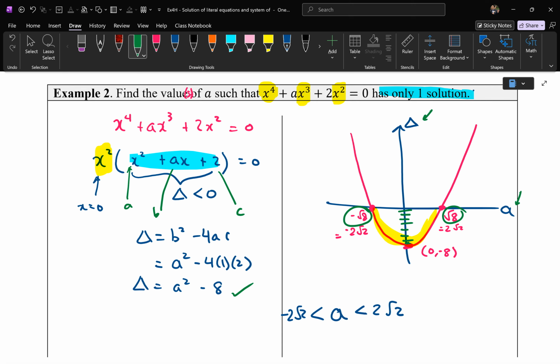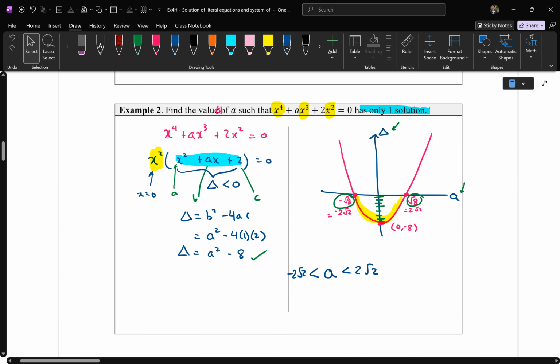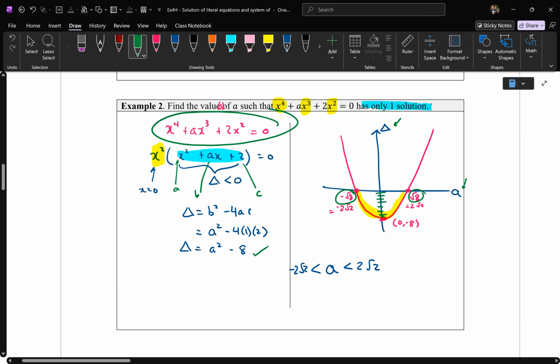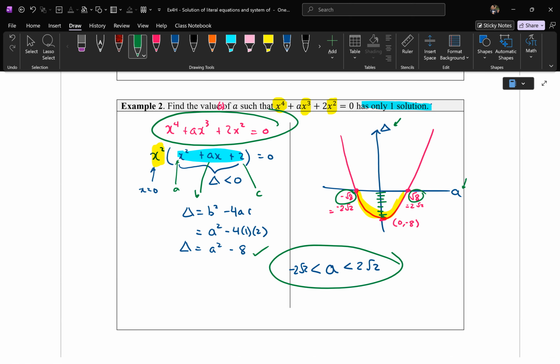As we said, this is your y-axis. That represents discriminant now, because I'm sketching discriminant according to x, which is a. So underneath this graph, when will the discriminant be less than 0? It's between negative root 8 and positive root 8. So therefore, in order for this entire quartic function to have only one solution, I need a to be between negative root 8 and root 8, or you can simplify it to negative 2 root 2 and positive 2 root 2. Okay, that's a very typical 4H exercise.